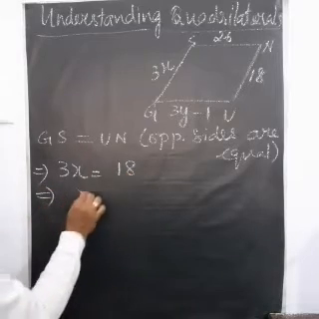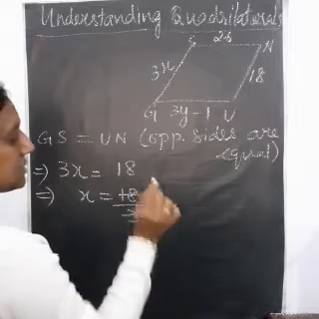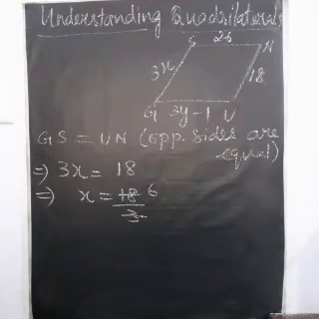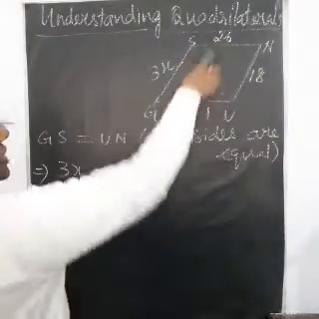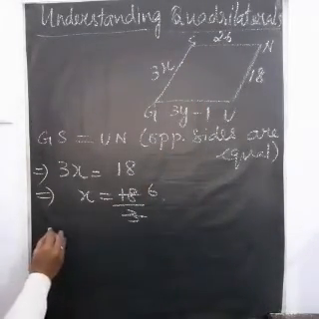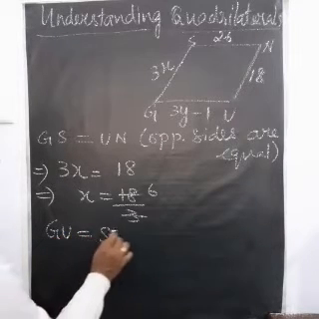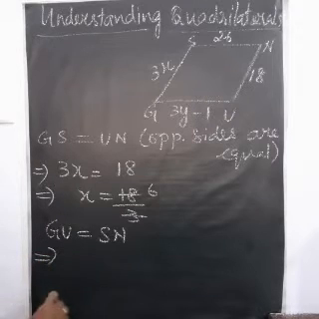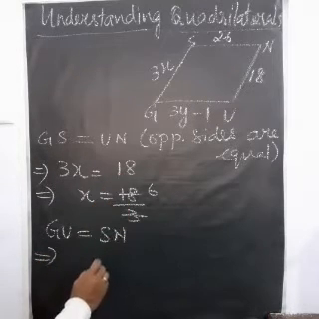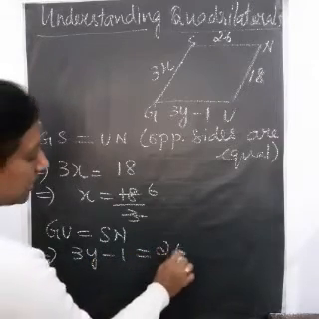So what do you get? x is equal to 18 by 3, and that is 6. So we've got the value of x as 6. Now to find the value of y, we will equate these two sides. That is GU is equal to SN. Here also opposite sides are equal. So when you solve, you will get 3y minus 1 equal to 26.